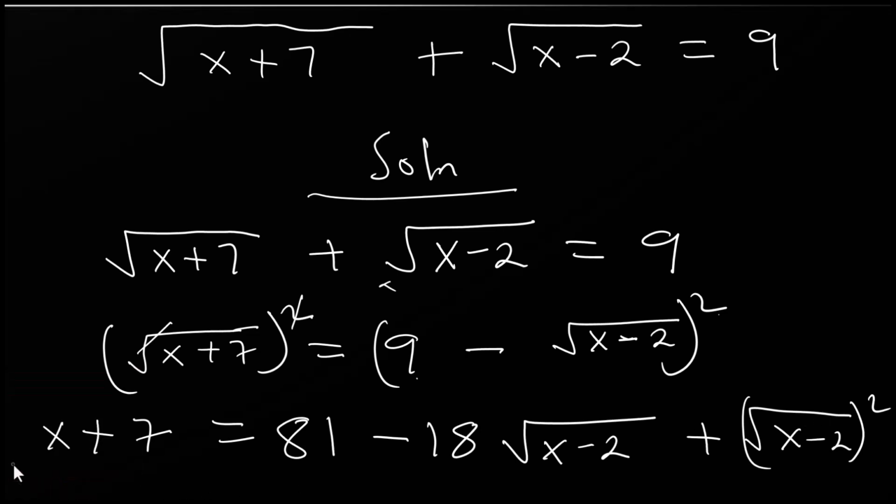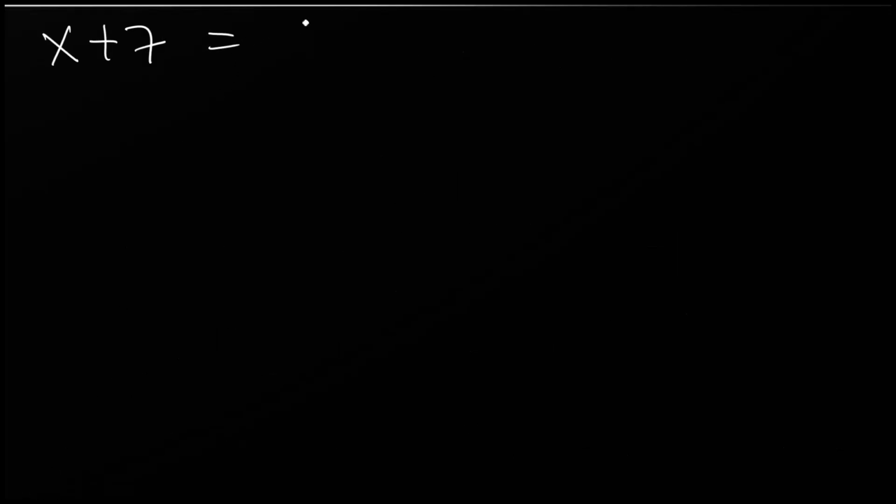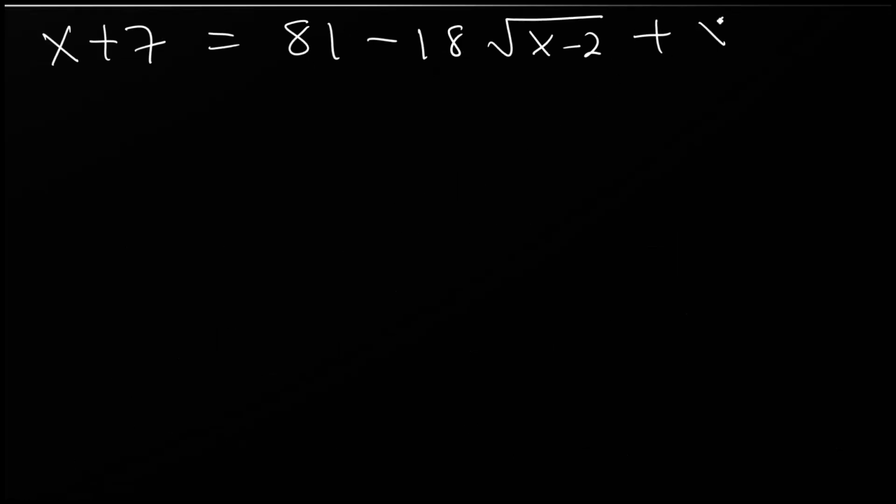Alright. So my next step will be x plus 7 equals 81 minus 18 times the square root of x minus 2, plus x minus 2. Okay, so we can cancel out the x here, and let's bring this one to the left.